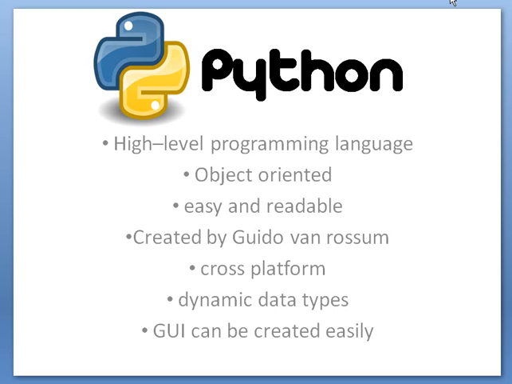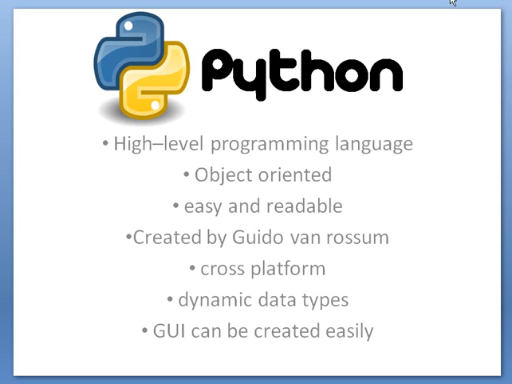Okay, so Python is a high level programming language. That means we humans can easily understand its code, but for the computer it needs to be converted into machine language, and then the computer can run our program. Python is an object-oriented programming language. It is easy and readable.